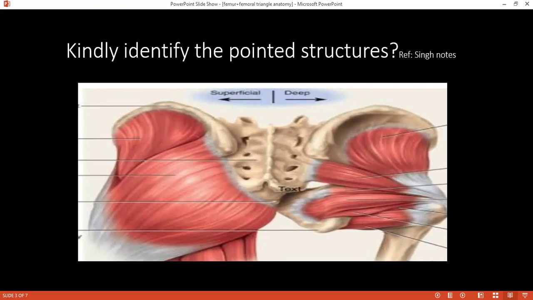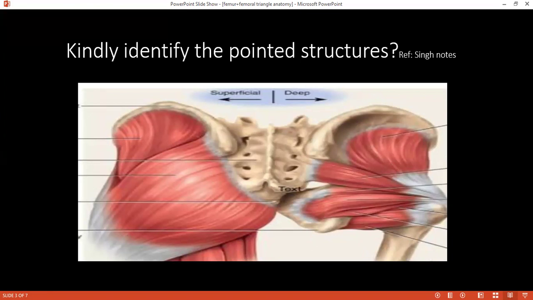Would you be able to tell me the origin and insertion of this muscle? If not, then please tell me the nerve supply. Madam, I have not revised this section. It's all right, we can do it together. Can anyone else help you?